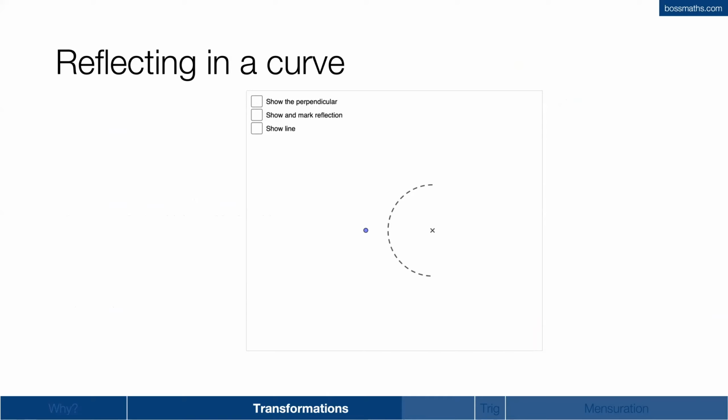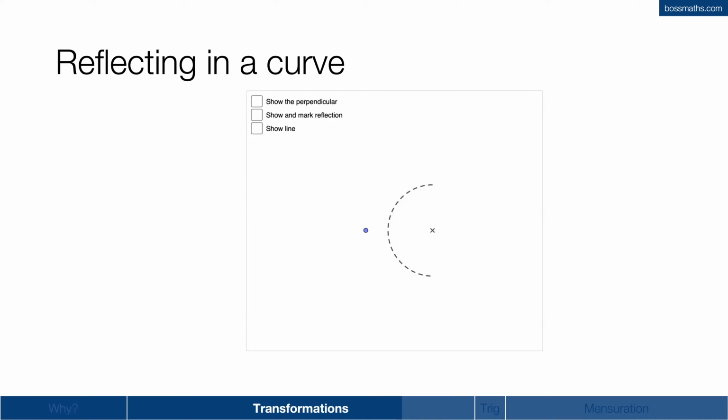Reflection only gives us a congruent image if we reflect in a straight line. But what if we reflect in a curve? So we're going to do this activity together, and then at the end I'll explain why I think this activity has some value. But anyway, this activity is something that's really easy to set up to do with students.